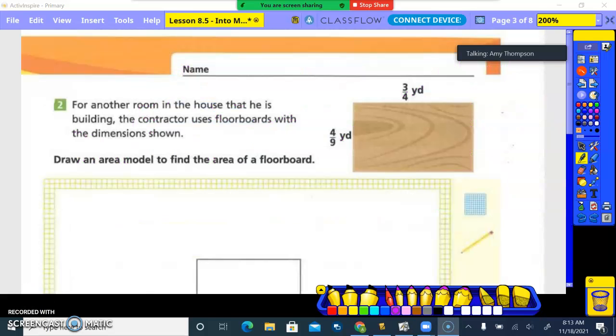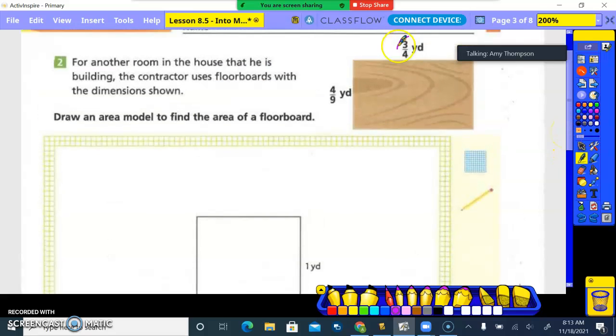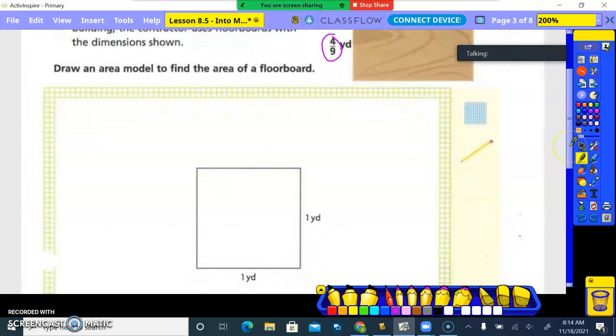For another room in the house that he is building, the contractor uses floorboards with the dimensions shown. So they have 3/4 on the length and 4/9 on the width. Okay, so they drew our box for us. So once again, we're using this for our columns and this for our rows. Okay, so how many columns do I need? 4. Of those 4 columns, how many do I need to lightly shade? 3. Okay.